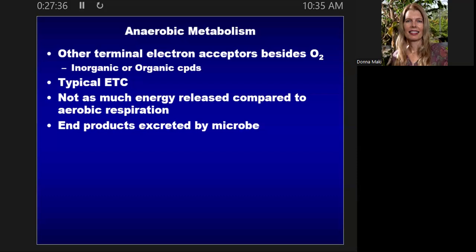They're excreting these products because they don't care about those products. They just care about, I created a situation to make ATP. That's what I wanted. Okay.